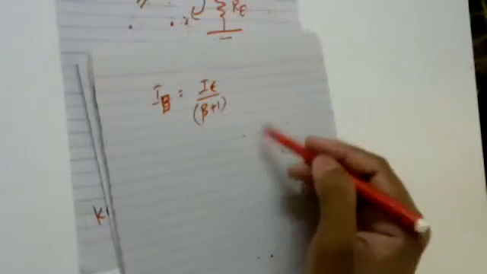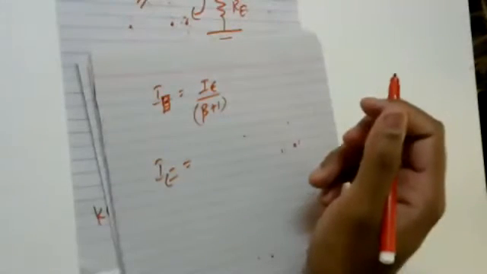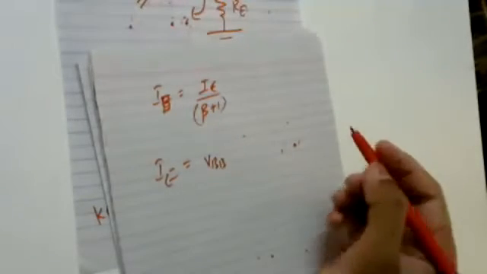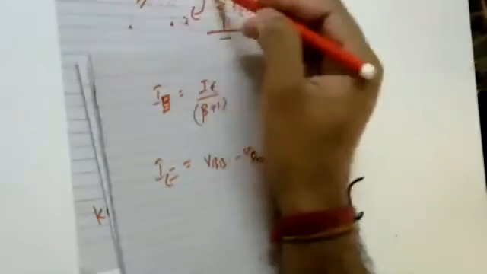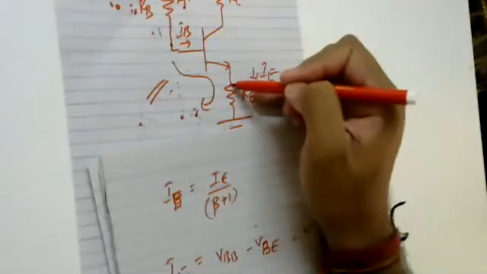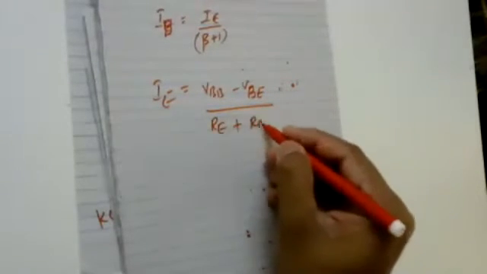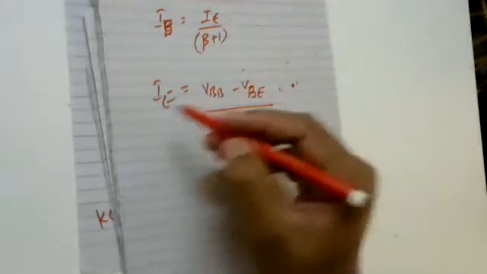Then I can write the equation for my IE. Substituting this value, if I write the KVL expression over here, I'll be able to get IE equal to VBB minus VBE, where VBB is my base bias voltage, divided by RE plus RB divided by beta plus 1. So this is how I'm able to get the equation for my IE.